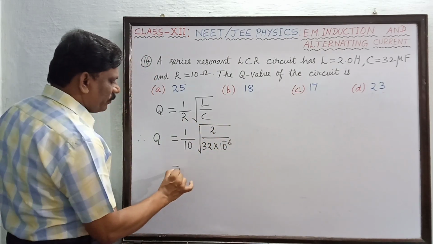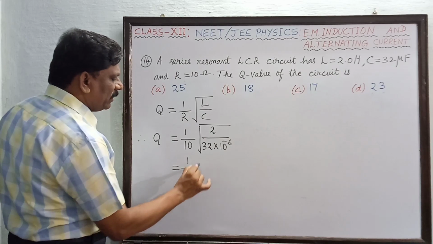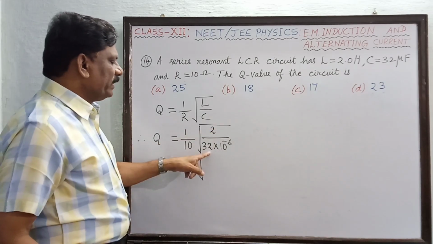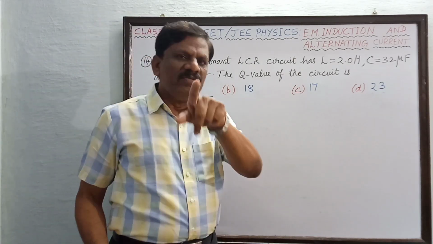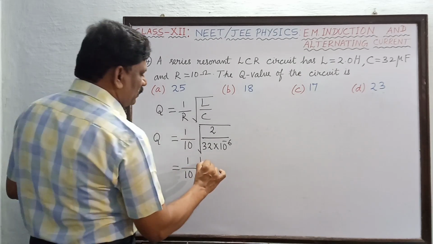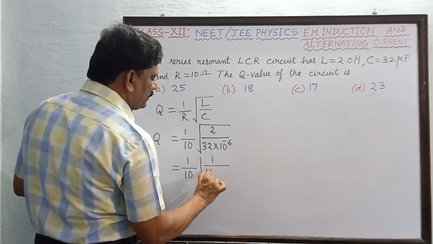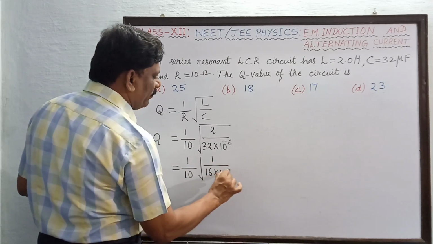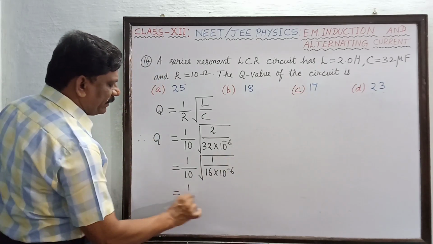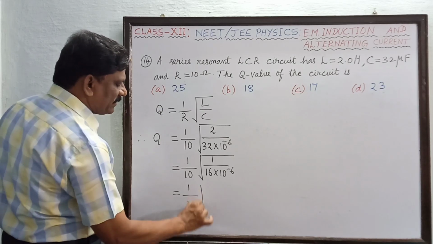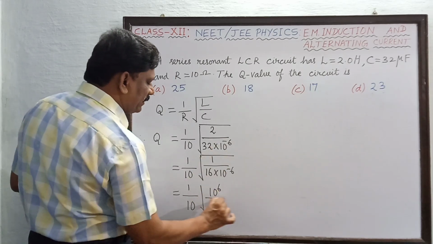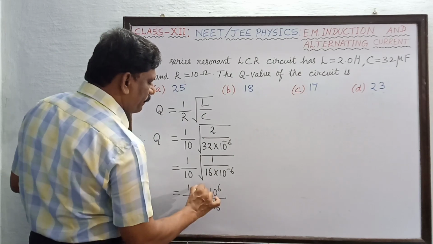Okay, this is now equal to 1 by 10 into square root. Now this 2 by 32, if you divide 32 by 2 it means 16. So it will become 1 by 16 into 10 power minus 6. Once again I am rewriting this by shifting the 10 power to the numerator. So this is 10 power plus 6 divided by 16.